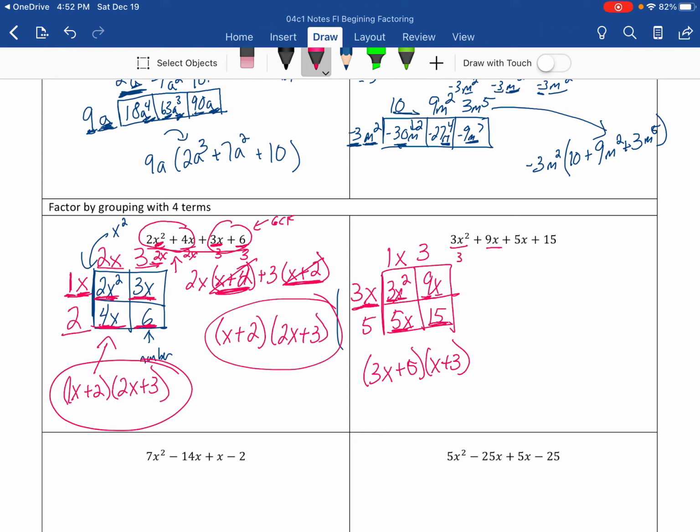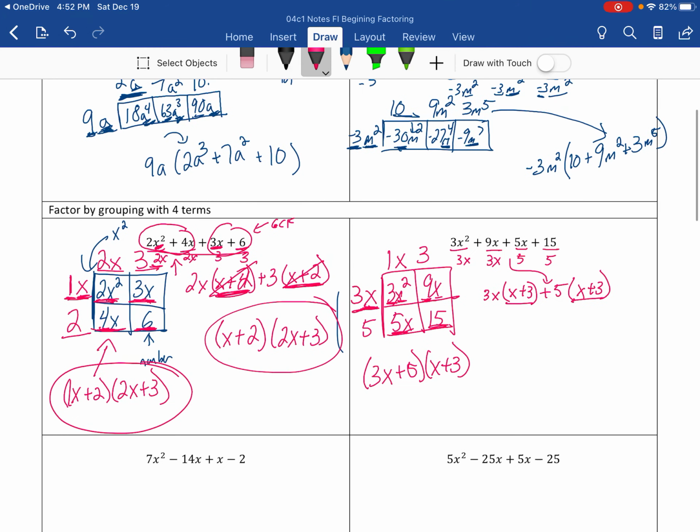For those of you that prefer this method, my greatest common factor, I divide each part out by it. My greatest common factor was 3x for my first two terms. So I factor out a 3x, and I end up with an x plus 3. Here, my greatest common factor for my next two terms is 5. So I divide out by a positive 5, always put a symbol in between. And when I divide that out, I end up with x plus 3. As always, they both have x plus 3 in common. When I take those out, I write down what I'm left with, which is 3x plus 5.